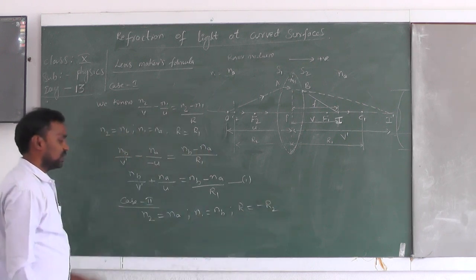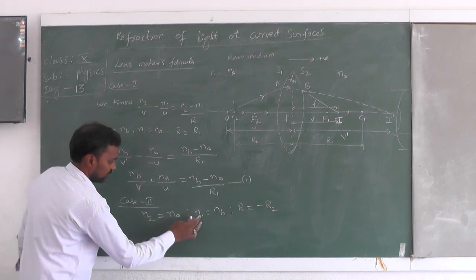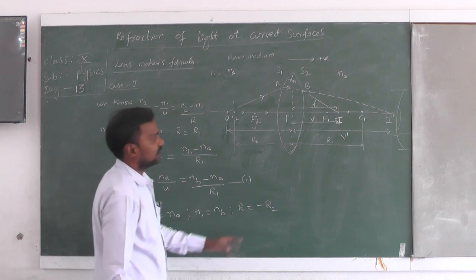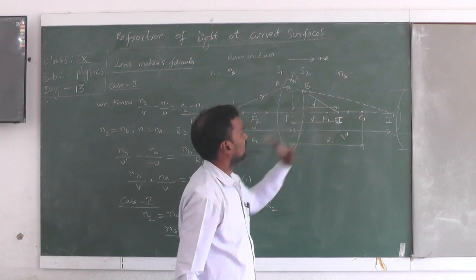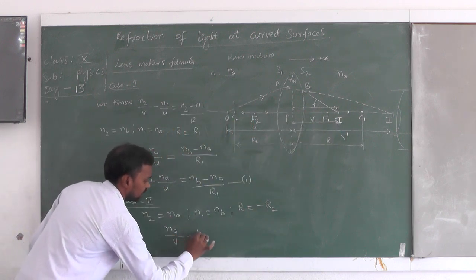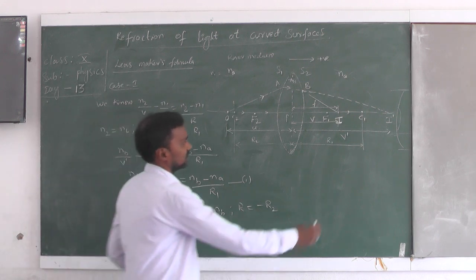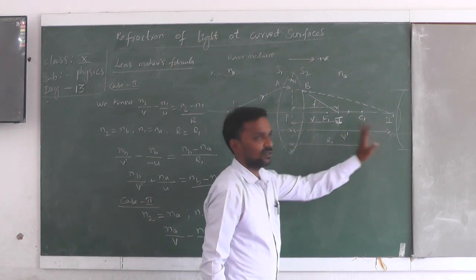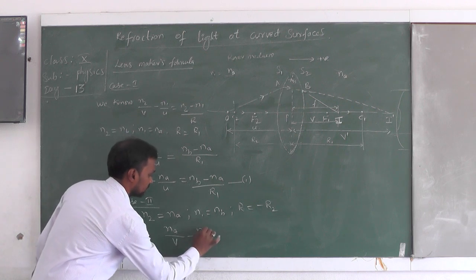So if I substitute in this formula N2, what is N2 here? N2 means NA by V. What is V? V is nothing but from here to here. This is V, from here to here. V is V only, so minus NA. NA is nothing but the object distance. The object is this, I is the object. So from here to here, this is the object, written as NA. This is NB.